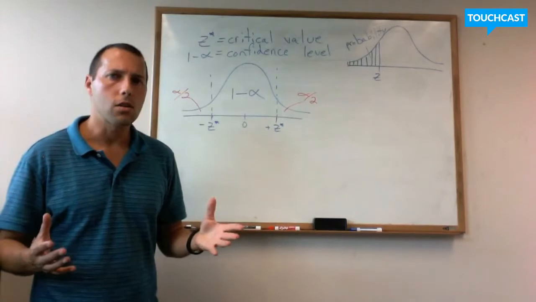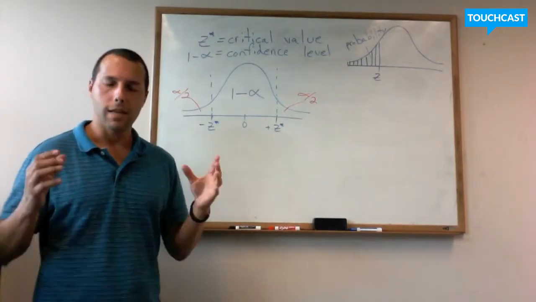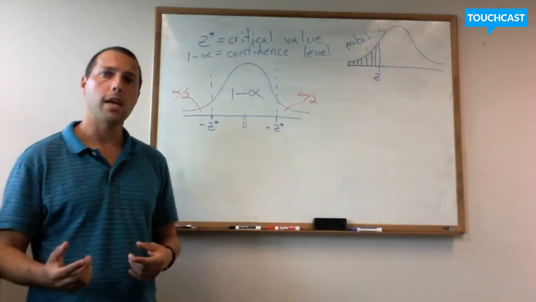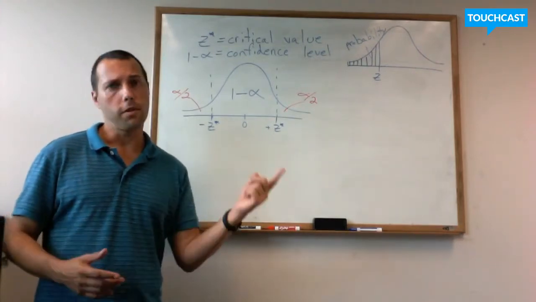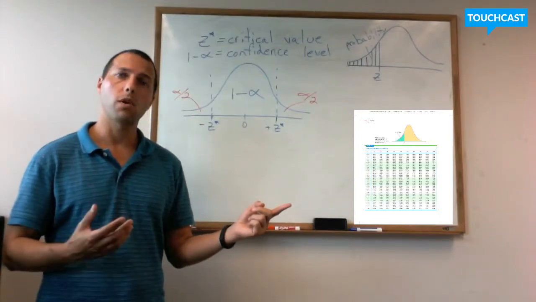How do you get Z star? How do you get the critical value? The good news is that you're never going to calculate this. It's always looked up from a table. You just need to use the right table. In this case, it's the standard normal table, which if you have, great. If you don't, feel free to click this link and you could use my version of the standard normal table, which is what I give my students.